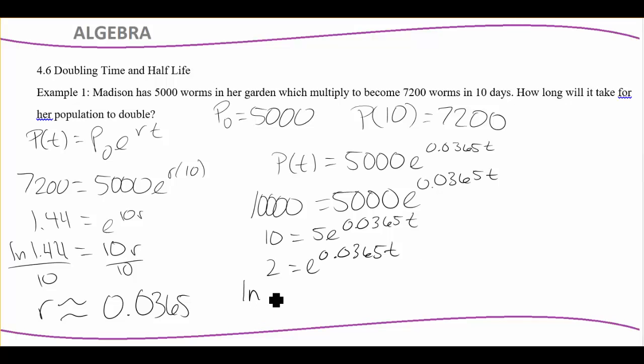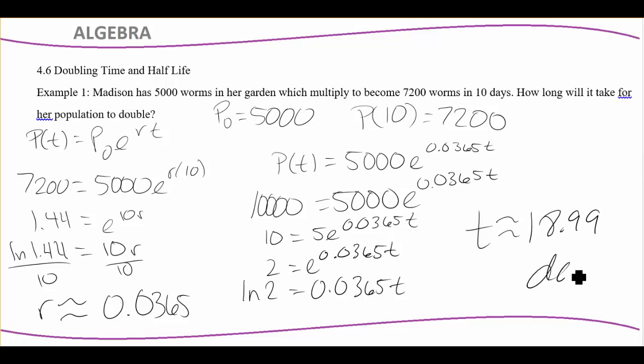e. So we're going to have natural log of 2 equals 0.0365t. And to get t by itself, we're going to divide both sides by that 0.0365. And we're going to get t is approximately 18.99 days.